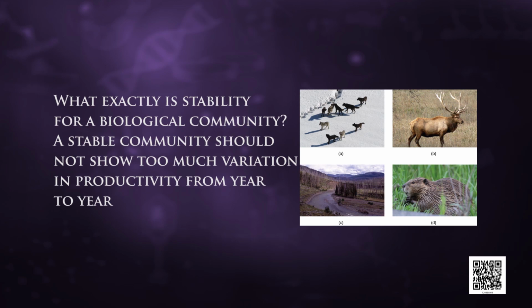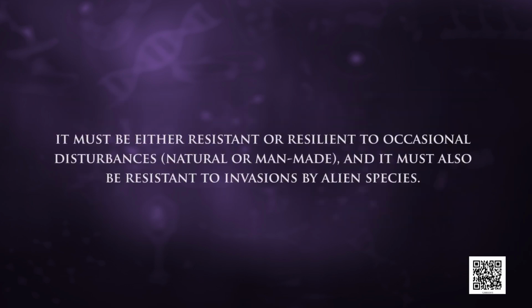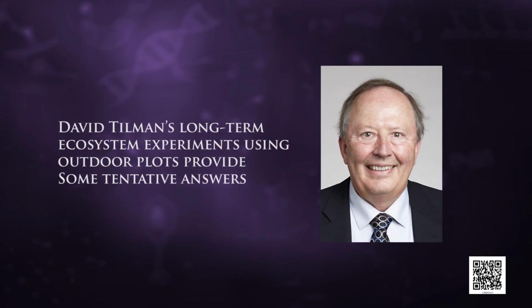A stable community should not show too much variation in productivity from year to year. It must be either resistant or resilient to occasional disturbances, which could be natural or man-made, and it must also be resistant to invasion by alien species. We do not know how these attributes are linked to species richness in a community, but David Tilman's long-term ecosystem experiment using outdoor plots provides some tentative answers.